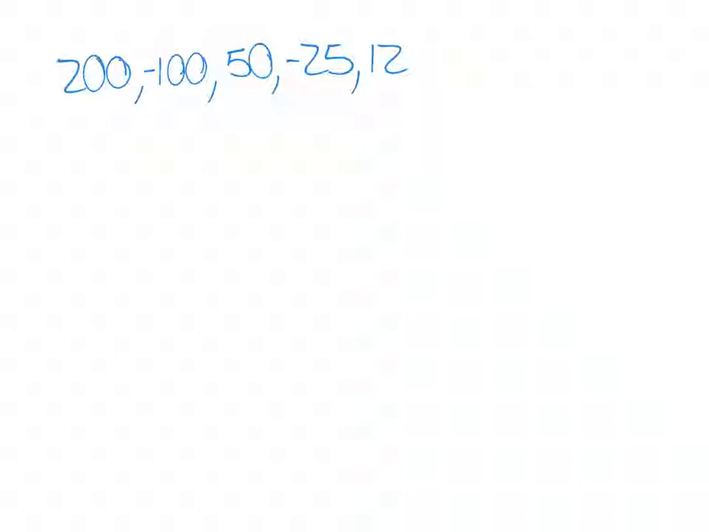Alright. One more here. Okay? Now, we have, let's say, 200, negative 100, 50, negative 25, 12 and a half, negative 6 and a quarter, and so on.